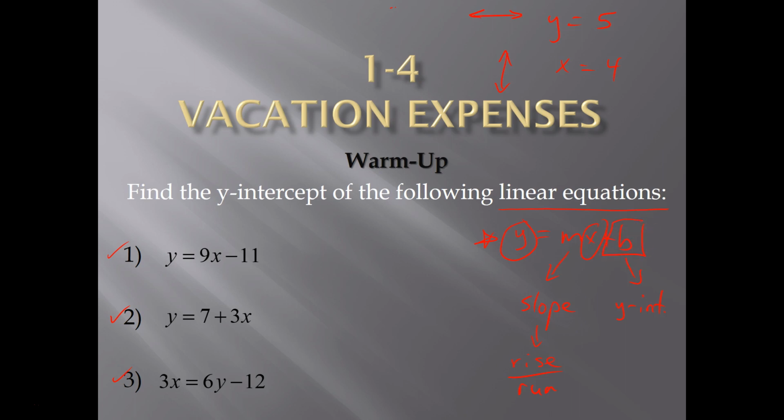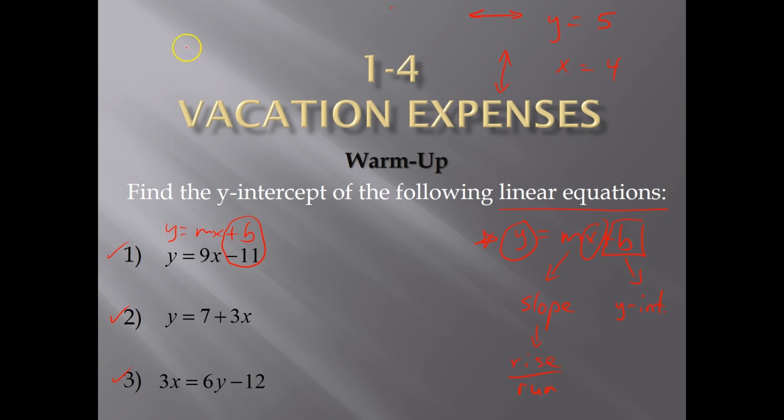Alright, so let's go ahead and get to it here. We want to put these equations into slope-intercept form if they're not already done for us. The first equation is already in slope-intercept form. We have y equals mx plus b. Now it has minus 11, but that's just like adding negative 11, right? So in y equals mx plus b, the b is negative 11. So the y-intercept is at negative 11.